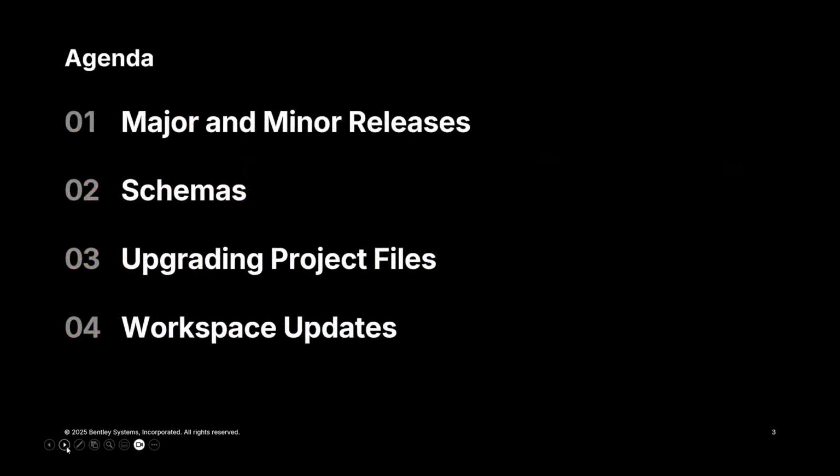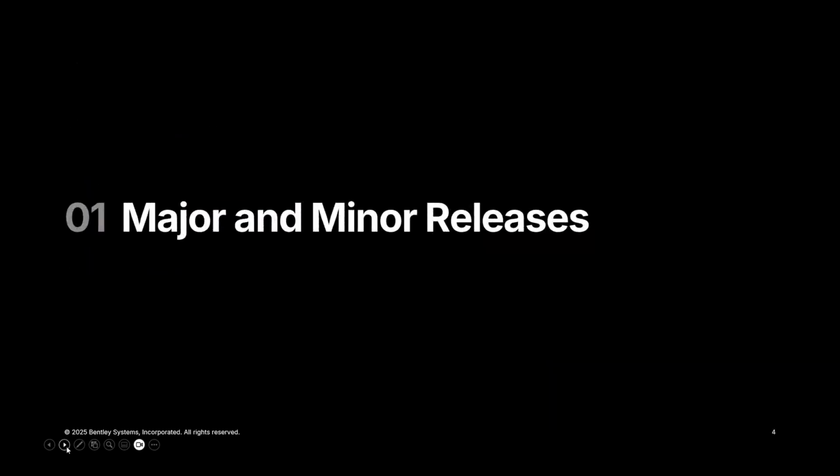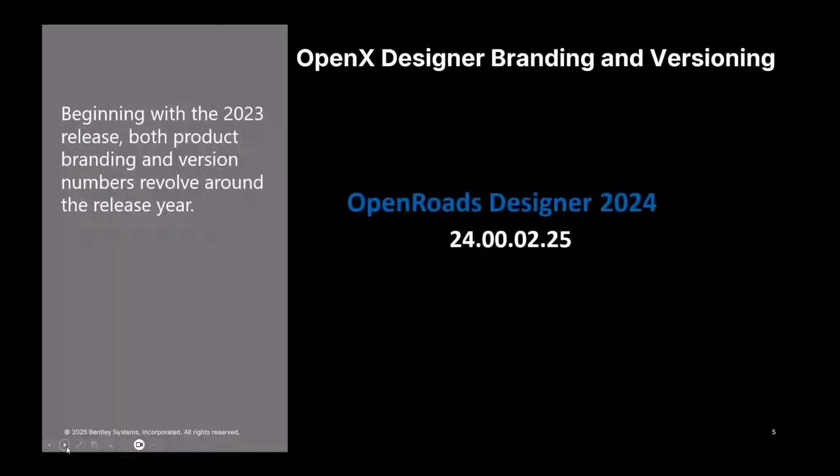There are 4 major sections I'm going to talk about today. Real quickly, we'll go over what major and minor releases are. I want to talk a bit about schemas. We'll talk then about upgrading project files themselves. And lastly, I want to talk about workspaces. So let's get started and talk about releases.